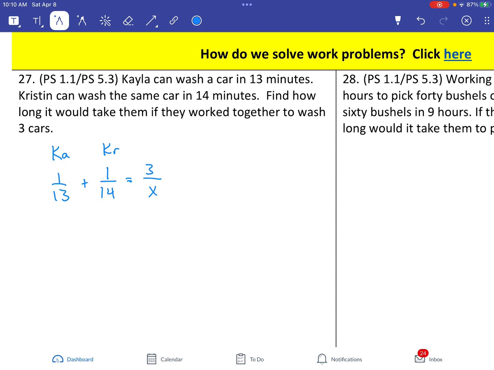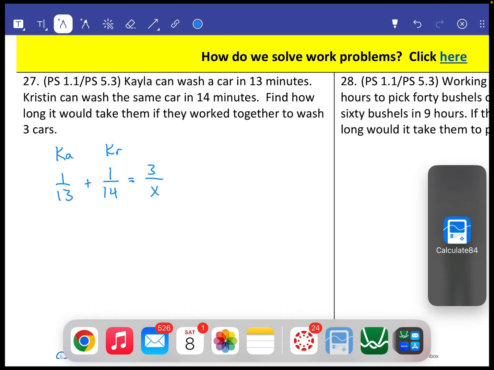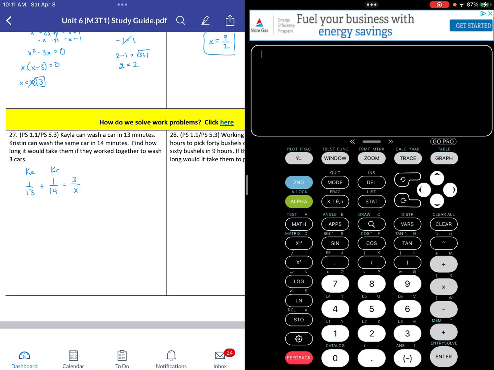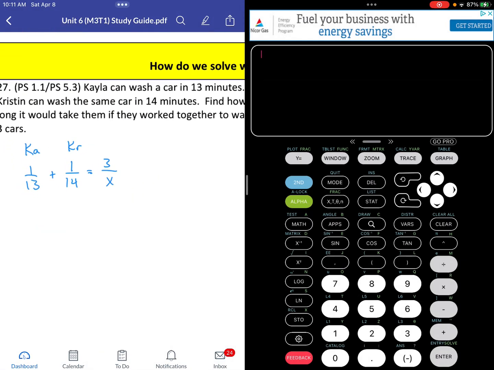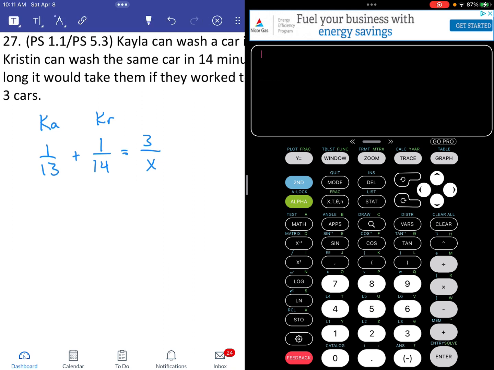So here we go. Okay, I'm going to put up the calculator again. Hopefully it doesn't do weird stuff again. Okay, so we want 13, 14, and x are our denominators. So we have to multiply by 14x. This is going to be a 13x. It's going to be 13 times 14.